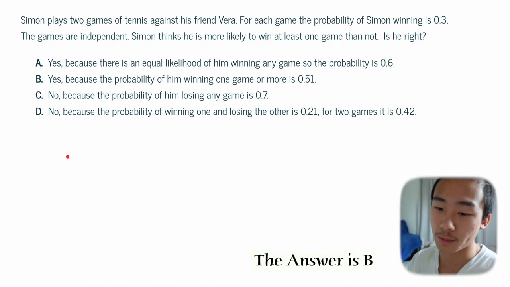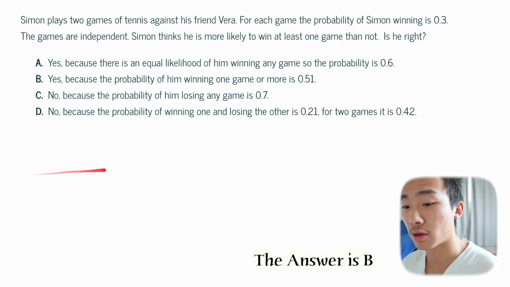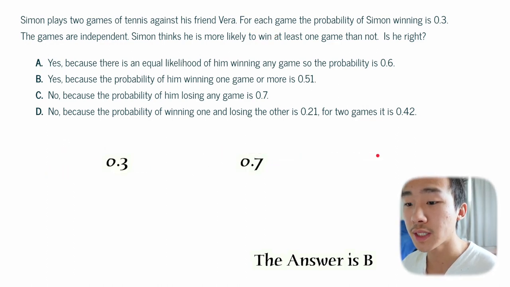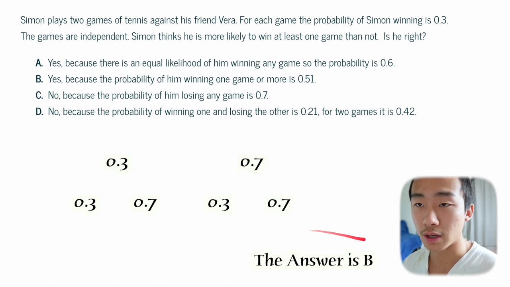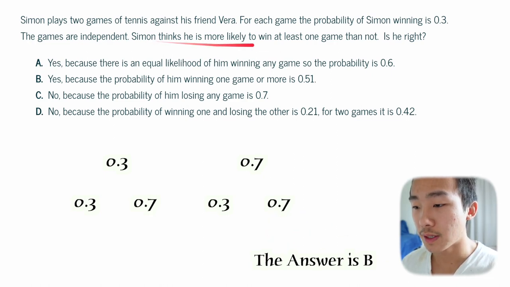Okay, so if you remember the tree diagram, you do a 0.3 on one side and a 0.7 on one side. And from the 0.3, you branch into 0.3 and 0.7. And from the 0.7, you branch into a 0.3 and another 0.7. So, is he right? Is he more likely to win at least one game than not?